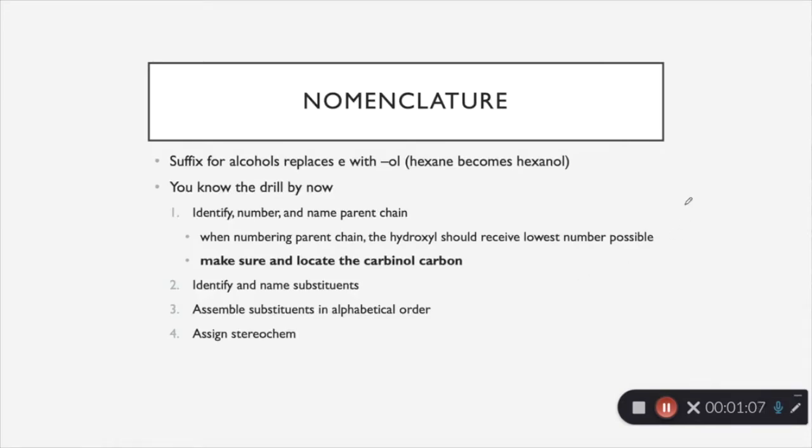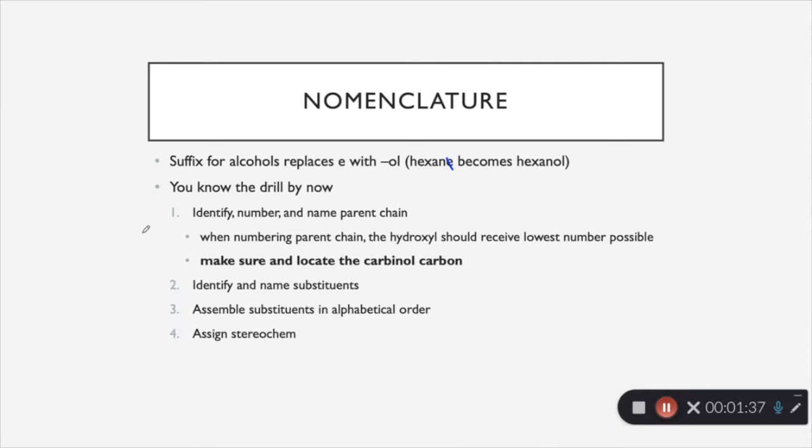So now we're going to talk about nomenclature of alcohols. The suffix for alcohols is going to replace the E of the root name with -ol. So hexane right here, you're going to drop that E and then add the -ol to it. It is going to be hexanol. So the rest of the drill is the exact same as for alkanes, alkenes, alkynes. You're going to start by identifying what the parent chain is, the number of carbons in the parent chain, and the name of the parent chain.